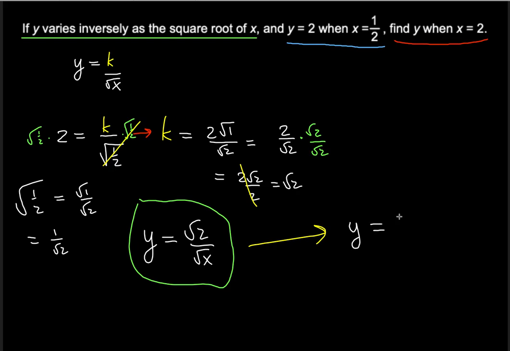So what that's going to give us is y equal to radical 2 divided by radical 2, because that's the x value. This x was equal to 2, and that's why I'm indicating this in red. I substituted the x with 2. As a result, this is equal to radical 2 over radical 2, which is 1. So y is equal to 1.